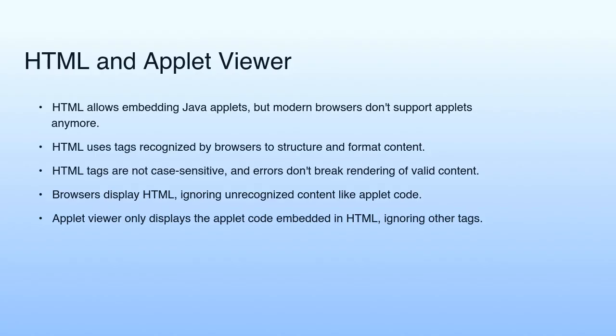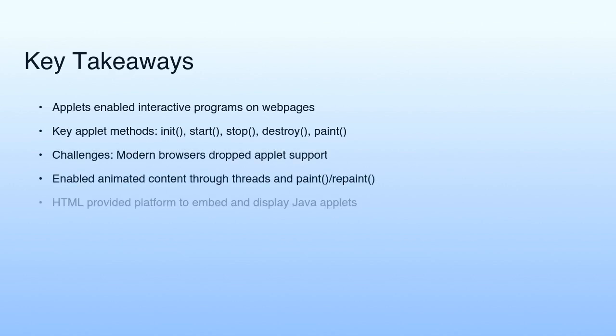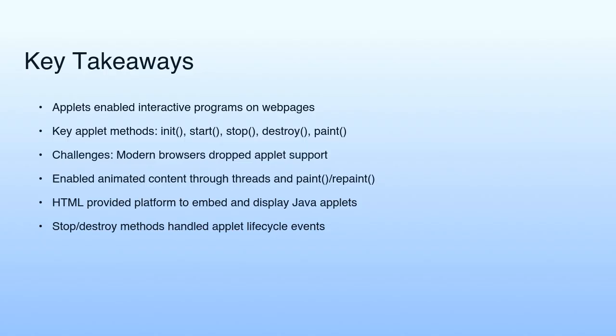embedded applet. In the final chapter, the key takeaways are summarized, highlighting that applets enabled interactive programs on web pages, with methods like init, start, stop, destroy, and paint handling various aspects, and threads and paint enabling animated content, while HTML provided a platform to embed and display these Java applets, despite the challenges of modern browsers dropping applet support.